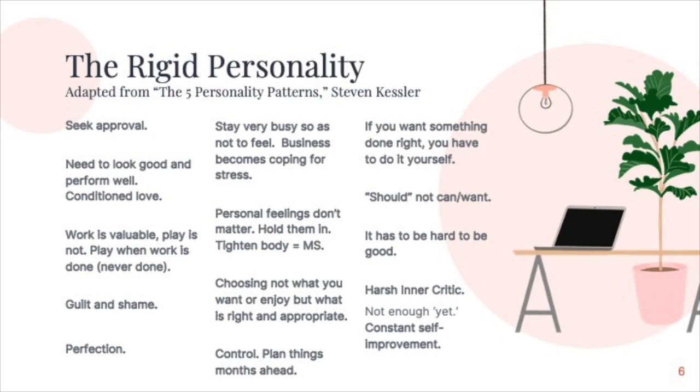In the rigid personality, there's a lot of guilt and shame. There's the need for perfection, right? It's always looking for, how can I do it better? How can I do it perfect? And what's interesting is with the rigid personality, as with MS, there's a need to stay very busy. With the rigid personality, the need to be busy is in order not to feel. It's a way of coping with stress. Actions are valuable, emotions are not.